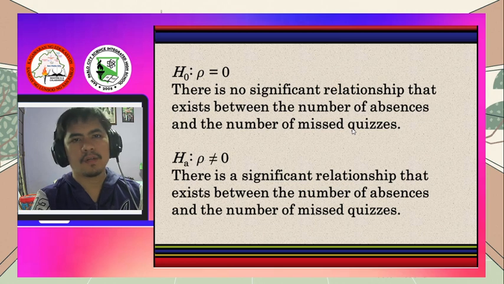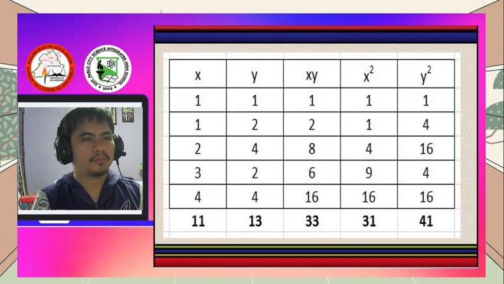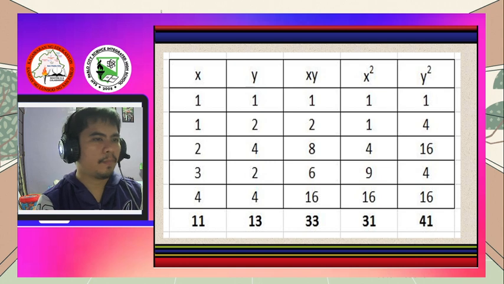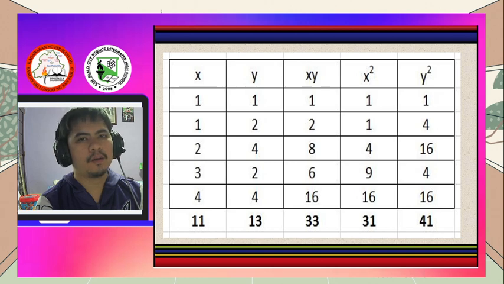Next, we compute for the r value. Of course, we need to have this table. For our values of x, we have 1, 1, 2, 3, 4, and values of y, 1, 2, 4, 2, 4. Then we need to have xy, so we just multiply each entry of x and y.